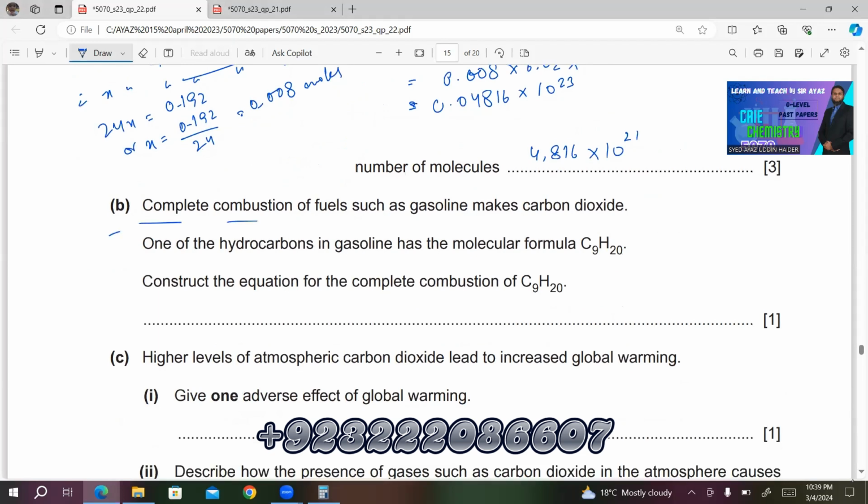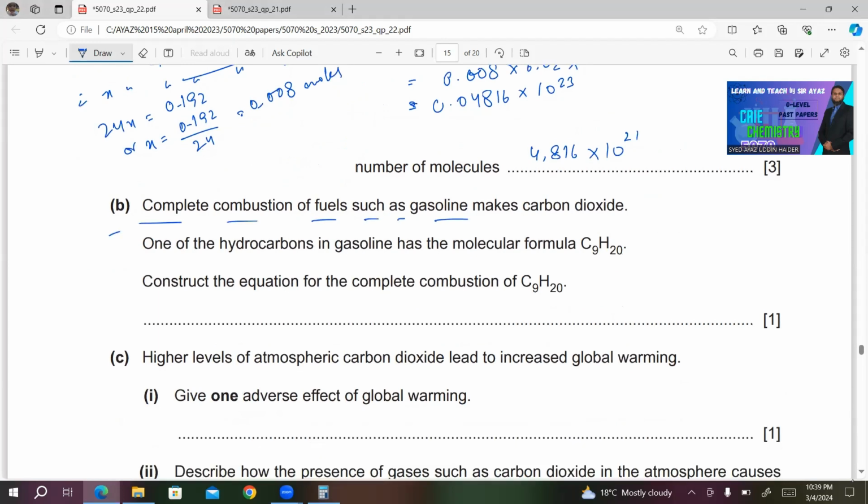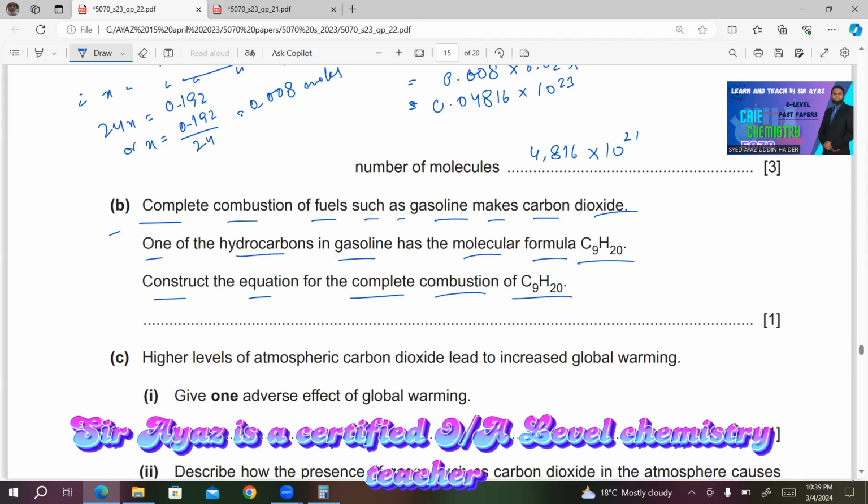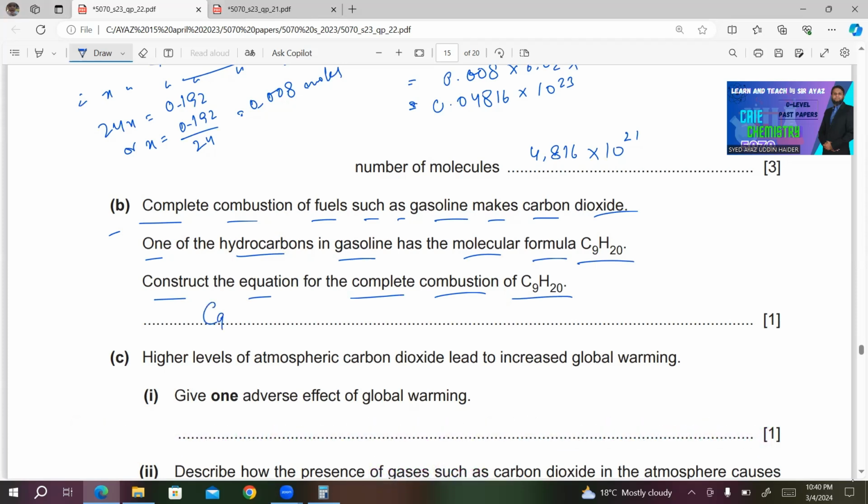B. Complete combustion of fuels such as gasoline makes carbon dioxide. One of the hydrocarbons in gasoline has a molecular formula C9H20. Construct the equation for the complete combustion of C9H20. You know, during complete combustion, we'll get carbon dioxide and steam. This is the reaction: C9H20 plus O2 gives CO2 plus H2O. Now let's balance the reactants and products.